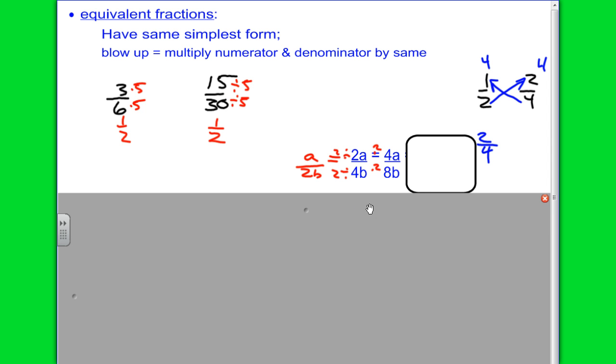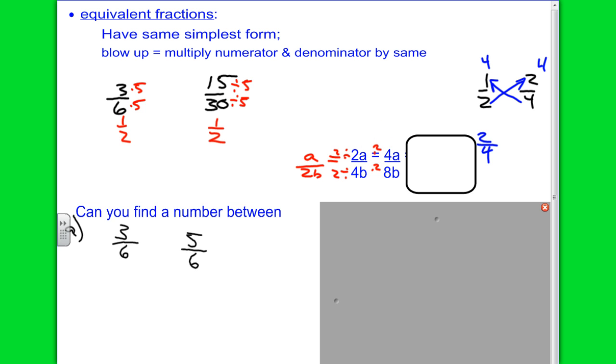So when you have a fraction that involves variables, they still might be simplifiable, right? Or blow upable. You could blow them up, you could shrink them down. You just worry about the numbers that are there. And later we'll talk about how we can simplify variables too. This is a really interesting question. Can you find a number between two fractions? So just put it down and see what you can come up with. So sometimes we don't want to change fractions to simpler form because it's easier to work with them when they're not simple, when they're blown up.